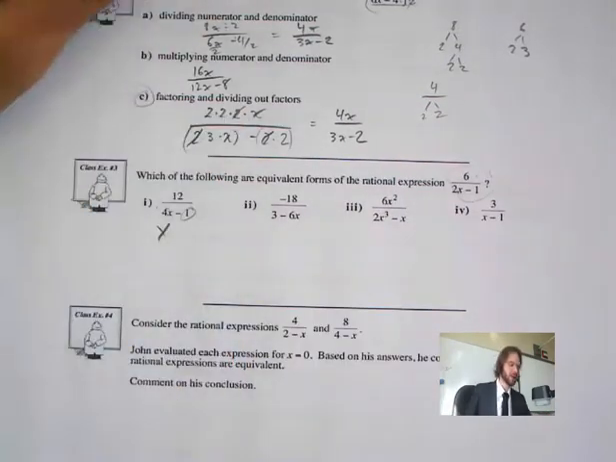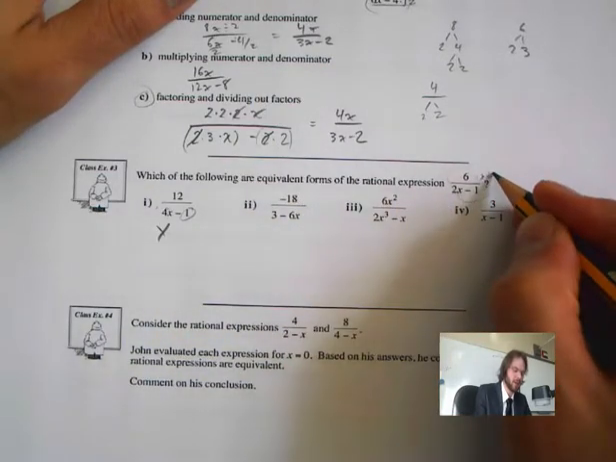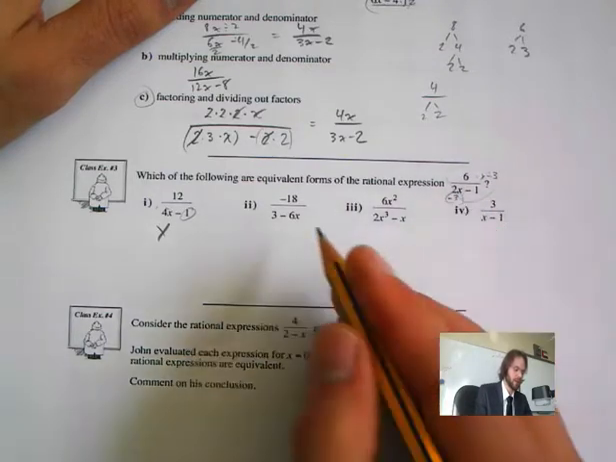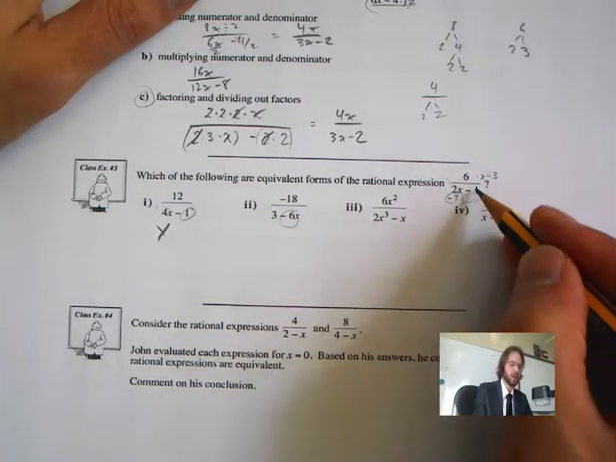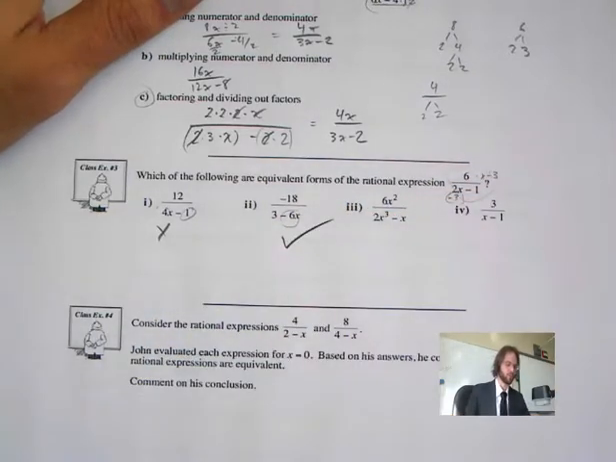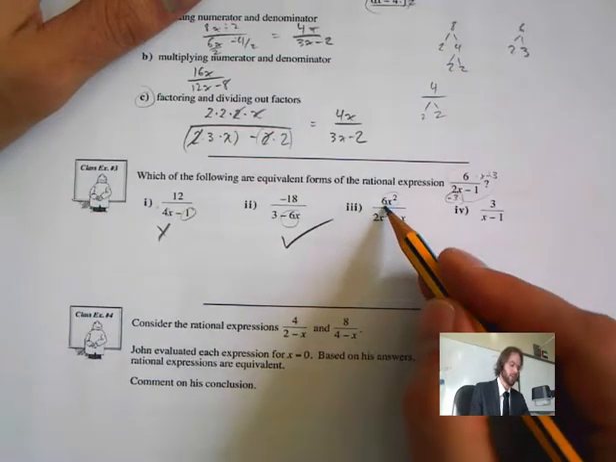Okay, let's take a look at the next one, negative 18. Well, that means I multiplied this by negative 3. That means we must have multiplied everything here by negative 3. So that should be negative 6x. Good. Negative 1 multiplied by negative 3 is positive 3. This is true. This next one looks like we multiplied everything by x squared.